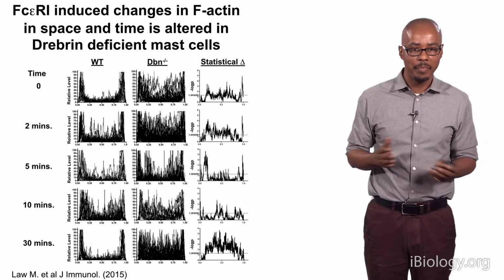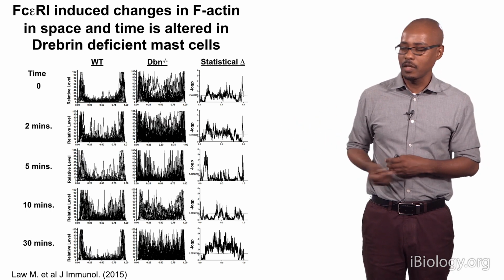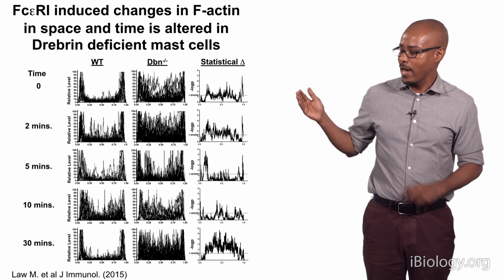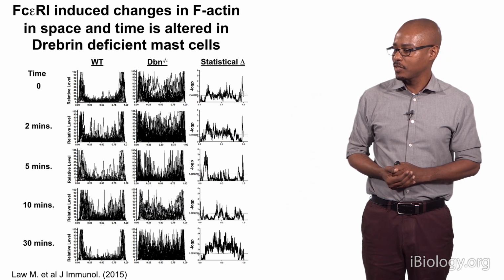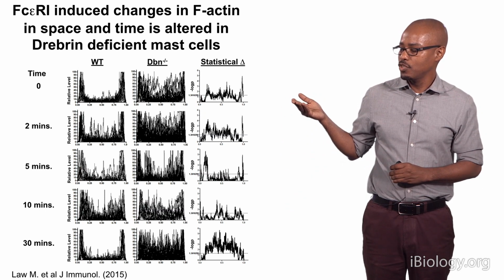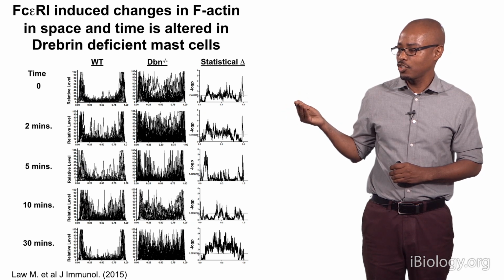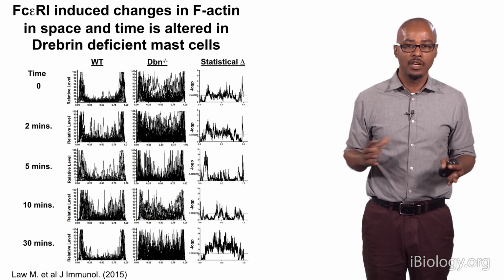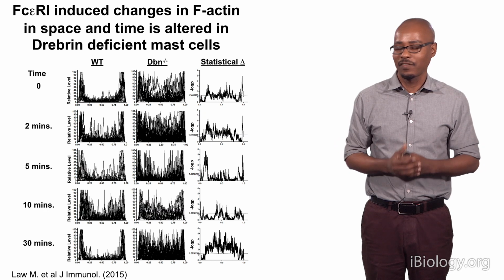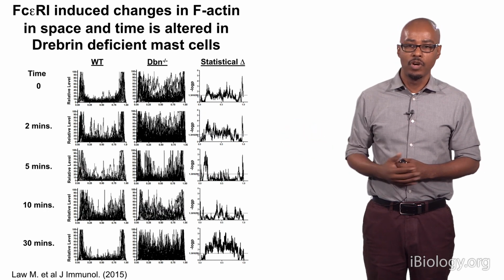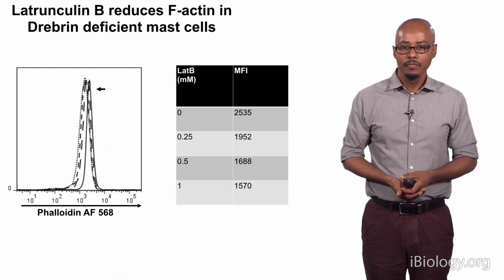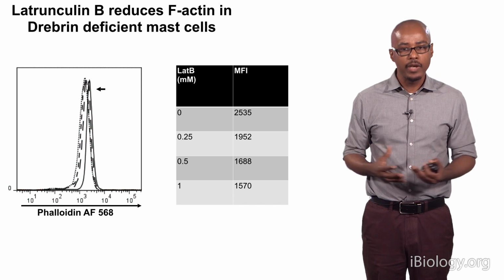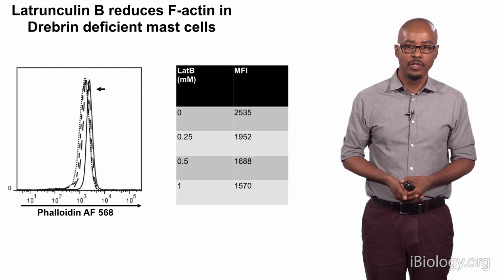And we can quantify this by comparing the difference between the Drebrin-deficient cells and the wild-type cells at each time point statistically. And you can see here on the y-axis in the graph on the left that at time 0, there's a huge difference in the F-actin localization in these cells, and that changes as the cell is activated. But in all cases, there's a statistically significant difference in the location of F-actin in the wild-type cells compared to the Drebrin-deficient cells. So what these experiments indicated to us was that Drebrin was regulating the F-actin structure, or superstructure, in these mast cells.